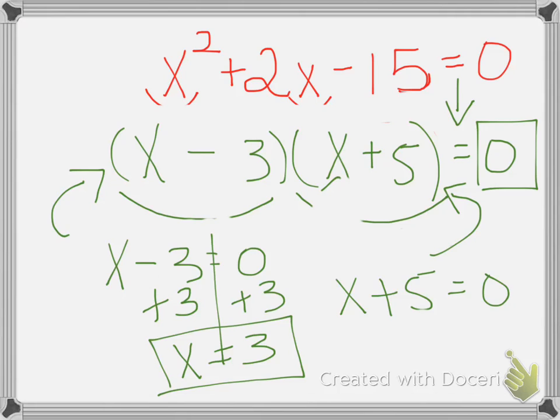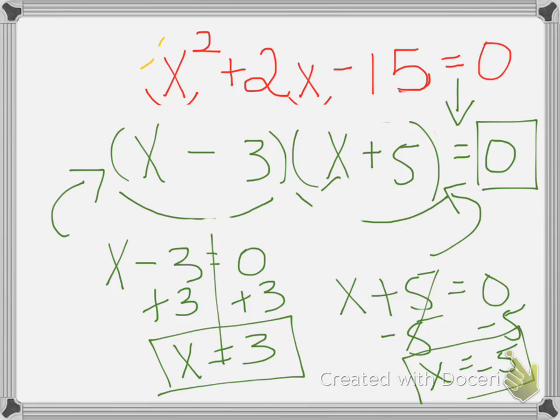Minus 5, right? Here's where you're going to see what the other answer is. The other answer is negative 5. How does that make sense? How can you have more than one answer? Well, look at it. Come back up here and just take a look at it.